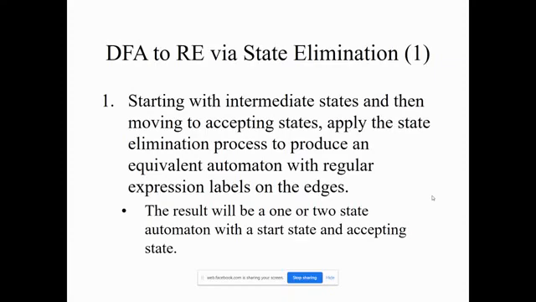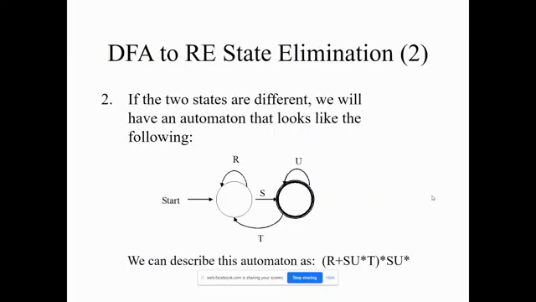Okay. So the result will be a one or two state automaton with a start state and an accepting state. What does this mean? In the machine, in the DFA, we'll have a start state and an accepting state, and in the process we may have a one or two state automaton, or we may have more than two states, and we may eliminate one or two states as well in order to make our DFA more simple and also to reduce the cost. Okay, let's move onward. So this is DFA to regular expression state elimination, how we normally eliminate the states.